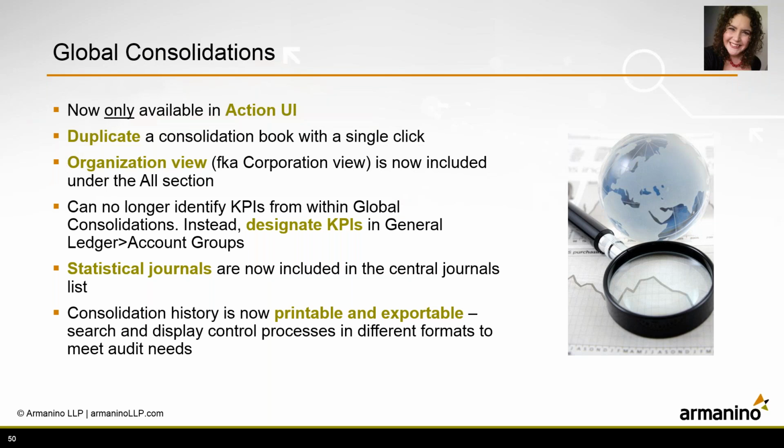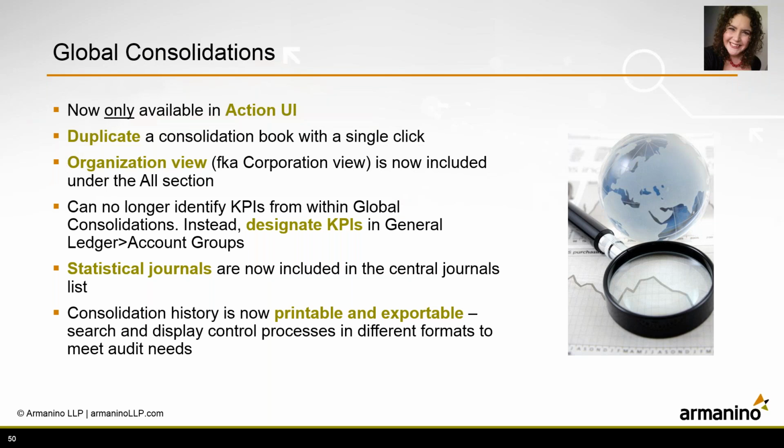Another awesome thing is you now have the ability to roll up and consolidate statistical journals. Previously, you could only use your financial journals. Now if you've got things like headcount or number of services provided, you have the ability to consolidate those as well. The benefit there, of course, is there's no currency enabled, so there's no translation. It's just going to be strict math. So that's nice as well.